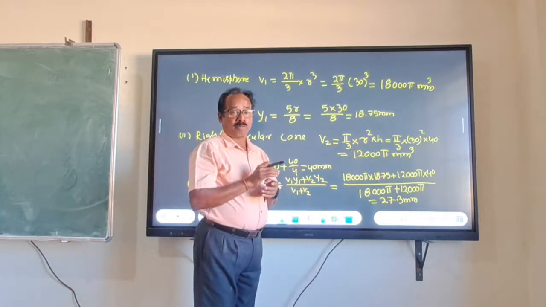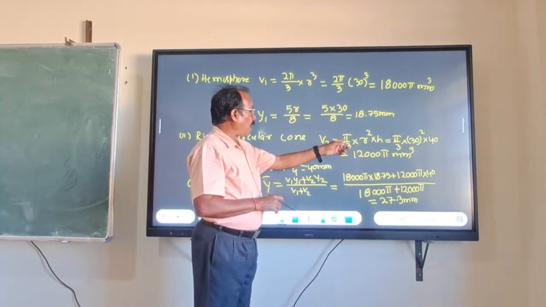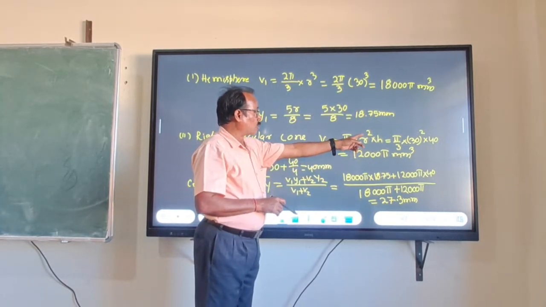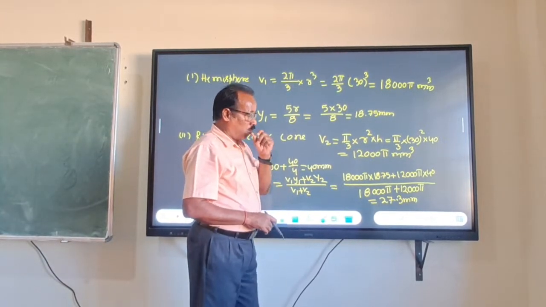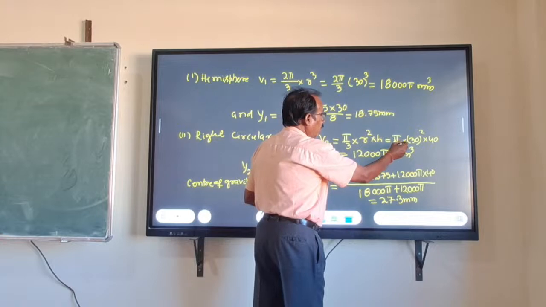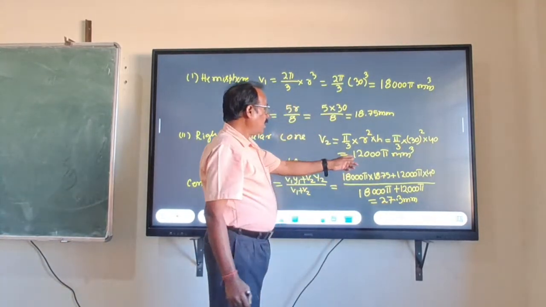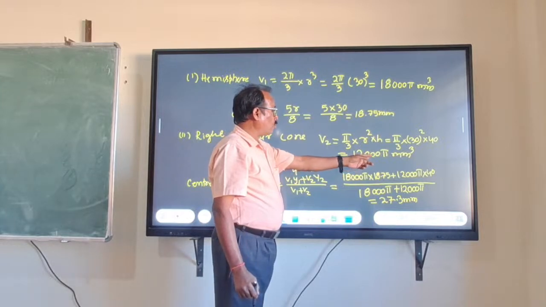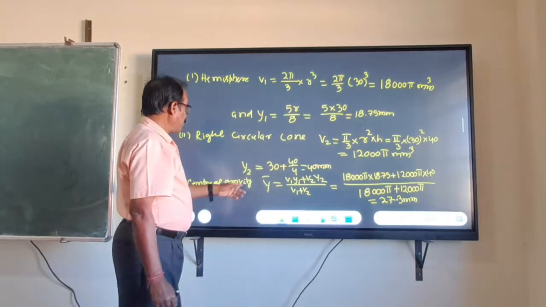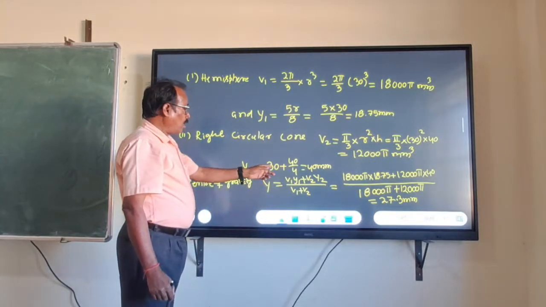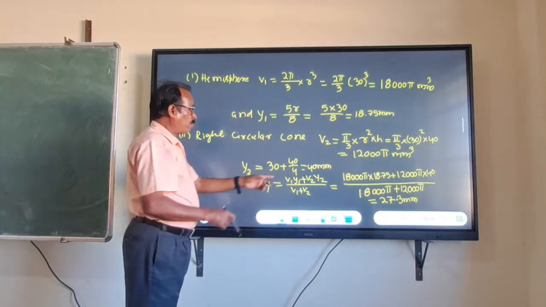Then right circular cone V2 is equal to pi by 3 into r square h. This is the important formula. You should remember all these formulas. Putting all the values, we have pi by 3 into 30 square into h 40 is equal to 120005 mm cube. Then y2 is equal to 30 plus 40 by 4, as the height by 4, is equal to 40 mm.